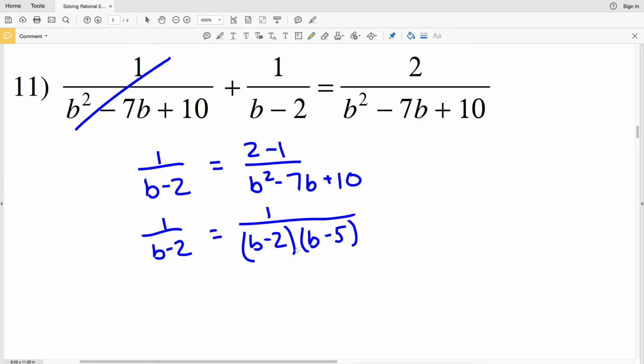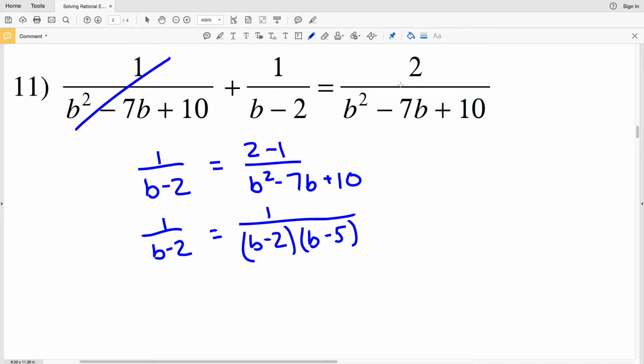An easier way to think about that is that the 2 and the 5 have to add to equal 7 and multiply to equal 10. So negative 2 plus negative 5 equals negative 7, and negative 2 times negative 5 equals a positive 10.